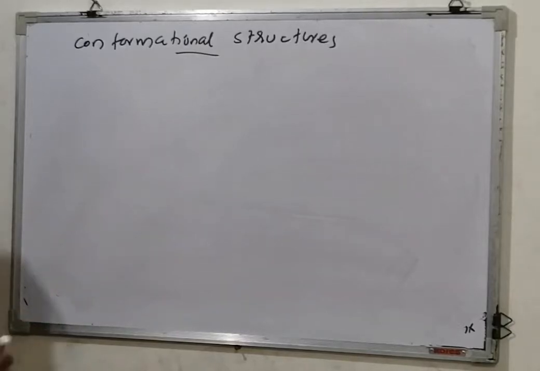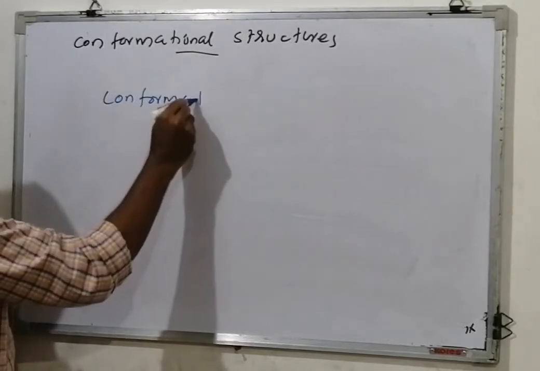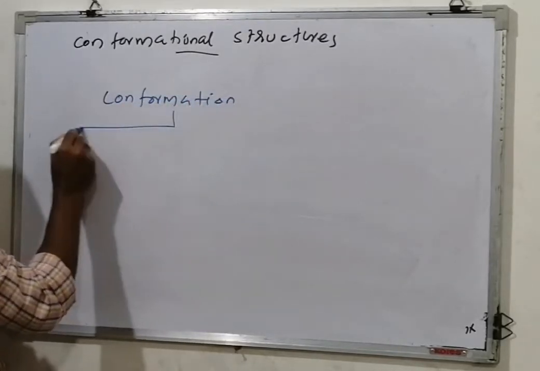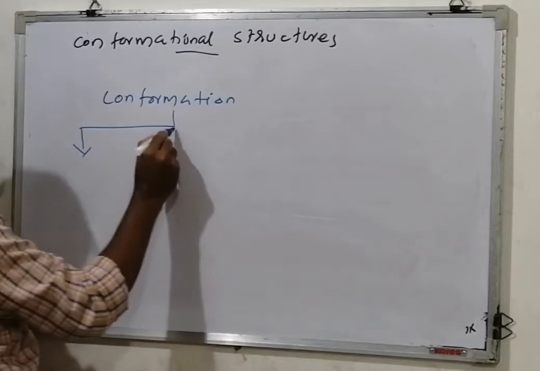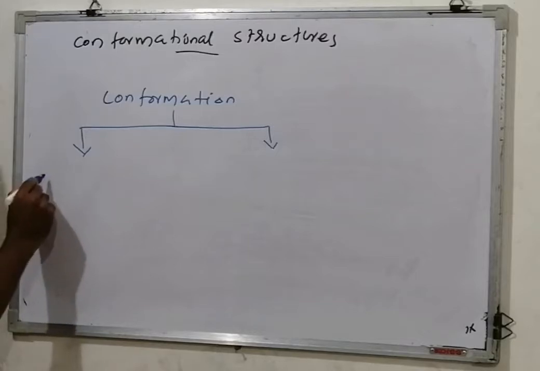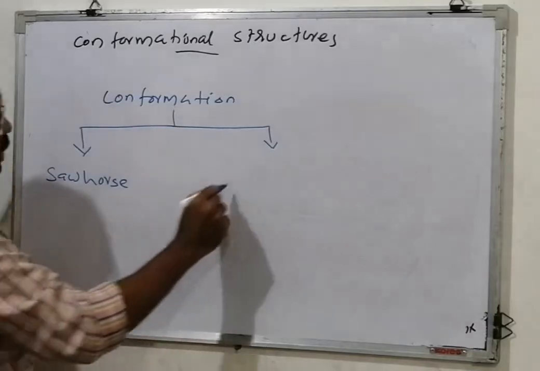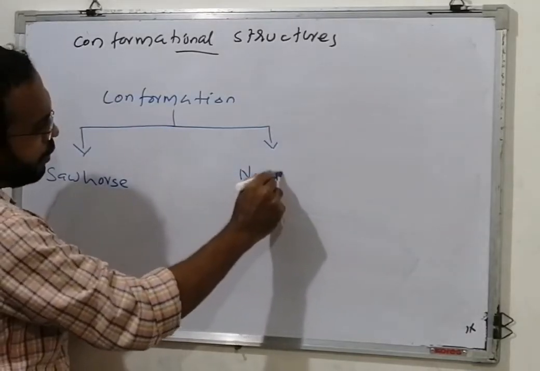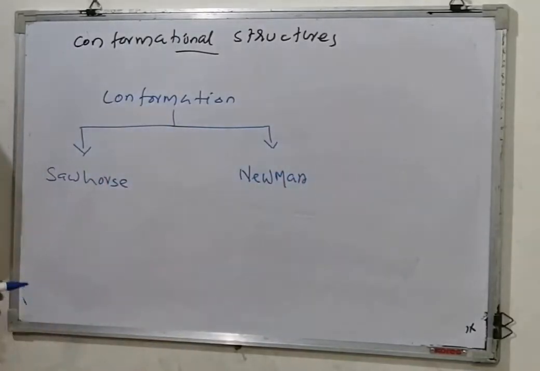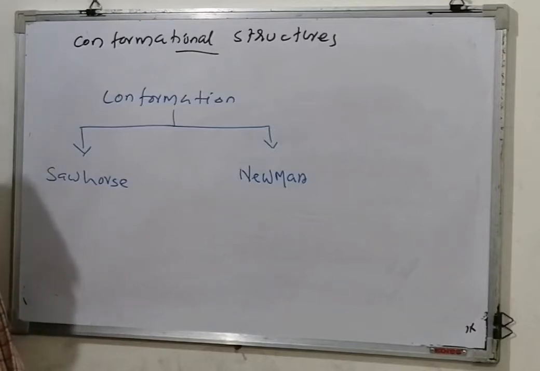Actually, based on the conformation, we have two types of conformational representation. That is Sawhorse and Newman. Sawhorse and Newman. These are the two ways of representing conformation on a two-dimensional plane.